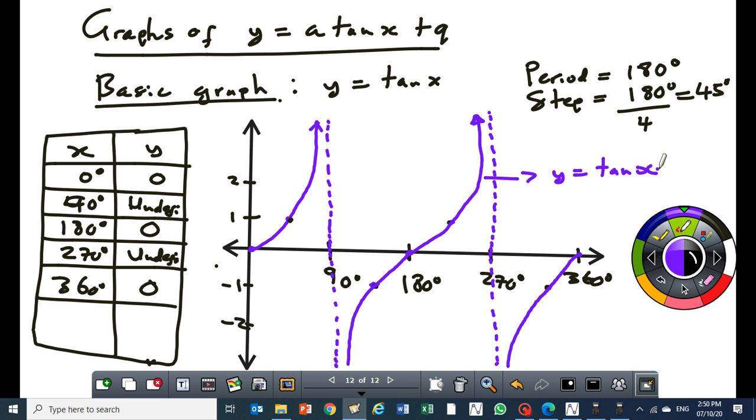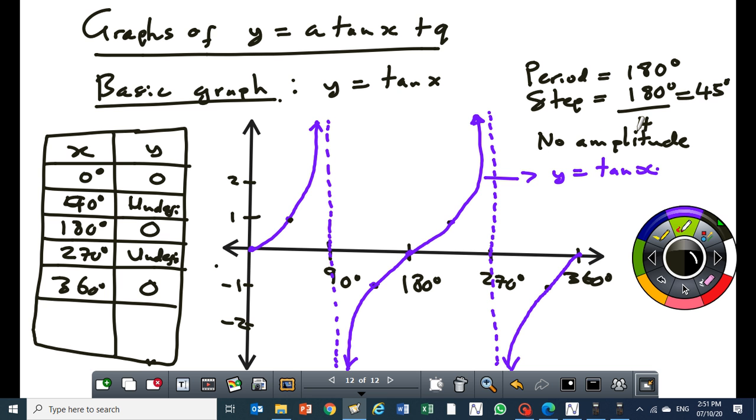Okay? Now, pay attention. This graph does not have an amplitude. I told you it doesn't have an amplitude. So the period is 180. Then you can write no amplitude, or you can say amplitude is undefined. No amplitude. Your range will be from minus infinity to positive infinity.